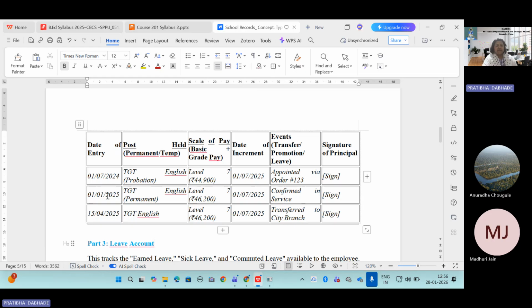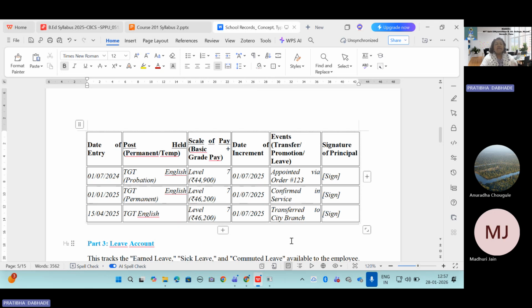Then after that, on this particular date, that particular person, initially he was on the probation period, but on this particular date now he's permanent and he is getting this much salary. Yes, level 7, and this much salary he is getting. Date of increment is written over here, right? And I think this is wrong. I think we need to, just a minute. Okay, they have given the example, not with the same person. They have given the example, right? Confirmed in the service and again the sign.